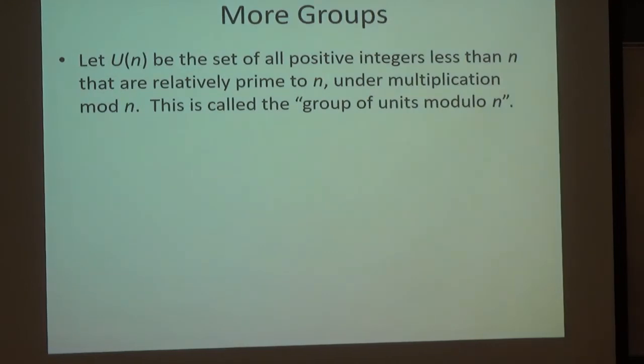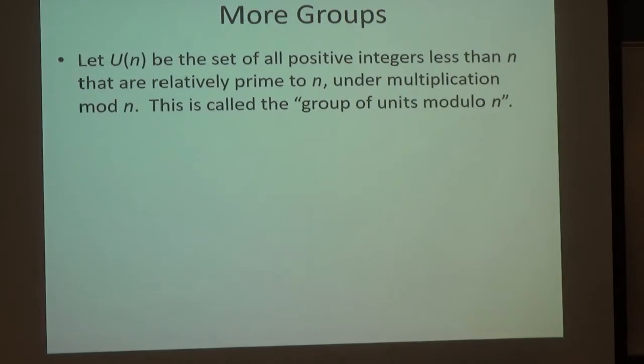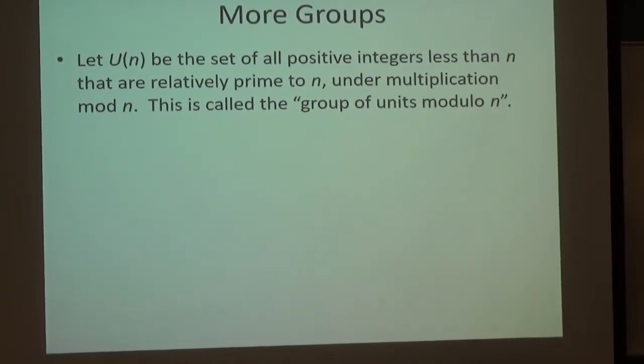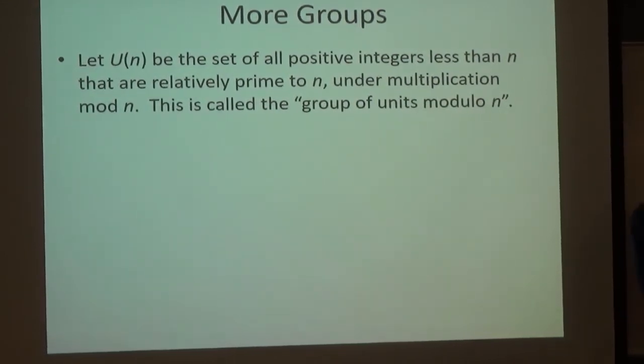Let U of n be the set of all positive integers less than n that are relatively prime to n, under the operation of multiplication mod n. U_n is the set of all positive integers less than n that are relatively prime to n, as a set. The operation is multiplication mod n. I claim this is a group. I'm not going to prove it, but I claim it's a group. We'll look at an example. It's called the group of units modulo n.